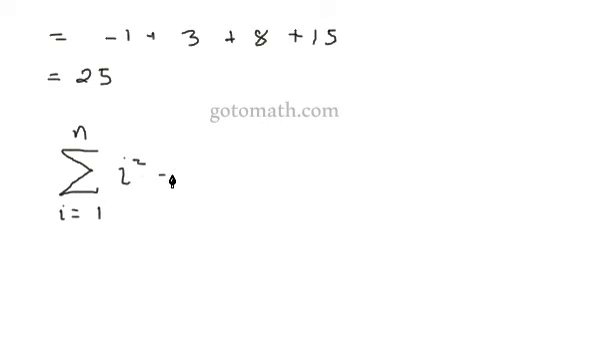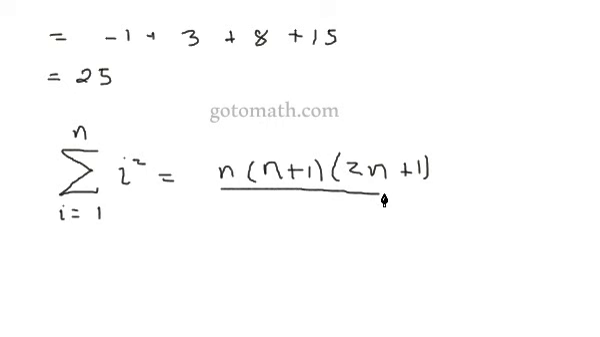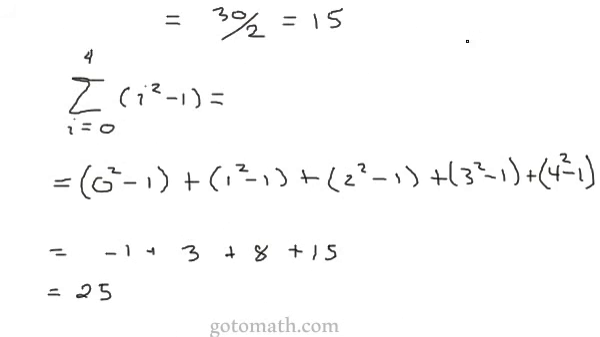And so this is your sum of i squared, and this is actually equal to n times n plus 1 times 2n plus 1, and that's all over 6. Now let's just go ahead and try this out. So up here, now of course remember we've got a minus 1 here, so we have to keep that in mind.